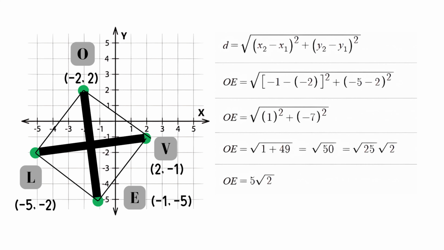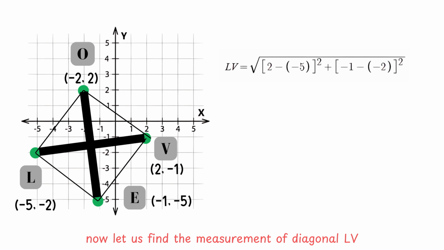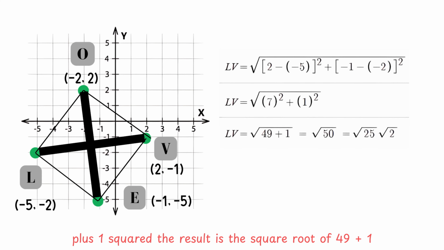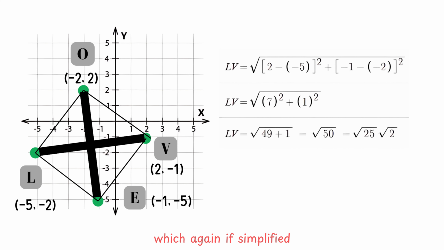Now let us find the measurement of diagonal LV. X sub 2 is 2 minus x sub 1 which is negative 5, plus y sub 2 that is negative 1 minus y sub 1 which is negative 2. Perform the operations, which gives us the square root of 7 squared plus 1 squared. The result is the square root of 49 plus 1, which is also the square root of 50, which again if simplified gives us 5 square root of 2.